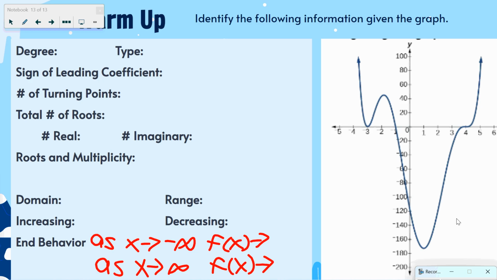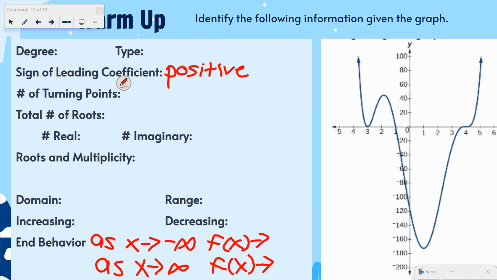The coefficient is positive? Yeah. How do you know the coefficient is going to be positive, Morgan? Because both the arrows are going up. Good job. And if both of those arrows are going up, I know my degree should be even or odd. Even. So kind of keep that in mind as you're going through trying to figure out your degree.